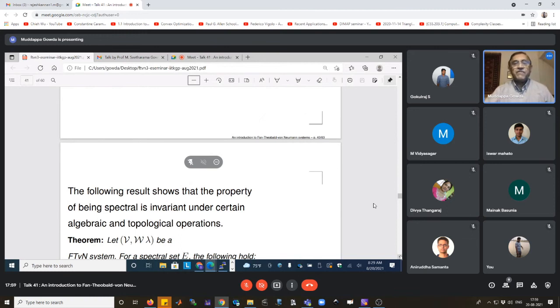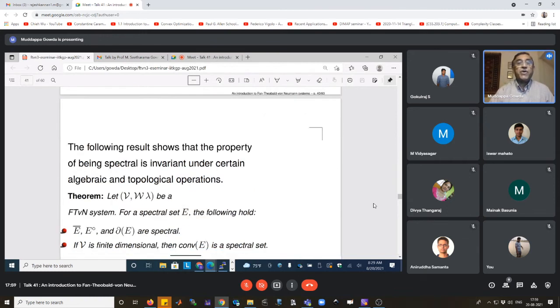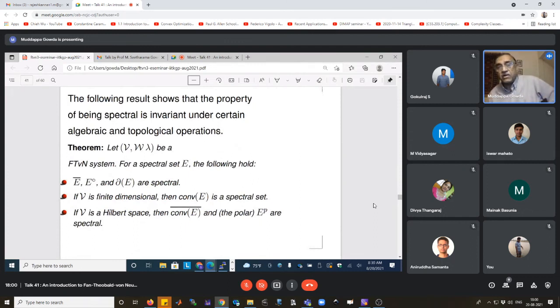The following result shows that the property of being spectral is invariant under certain algebraic and topological operations. So this shows the importance of sets being spectral. Take an FTVN system, and if E is a spectral set, then the closure, the interior, and the boundary are all spectral. In the case of a finite dimensional space, the convex hull of a spectral set is spectral. And if V is a Hilbert space, the closed convex hull of a spectral set is spectral, and the polar is also spectral.